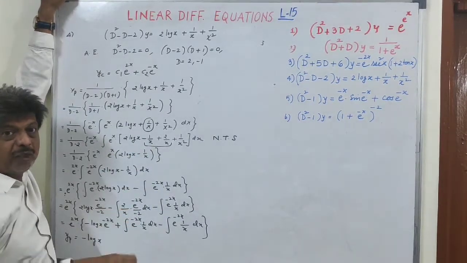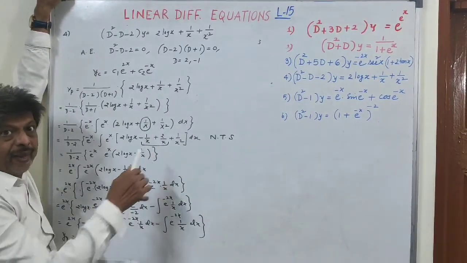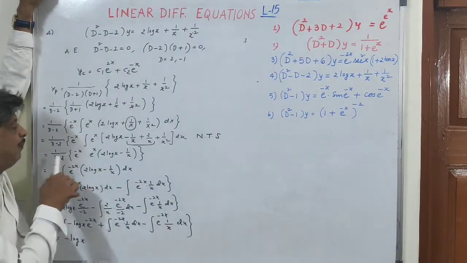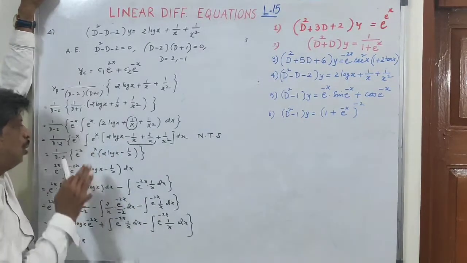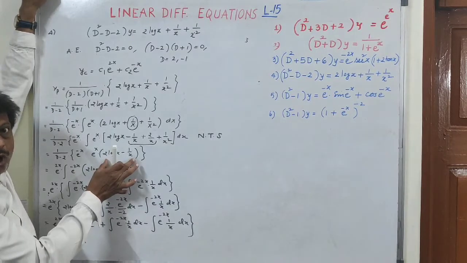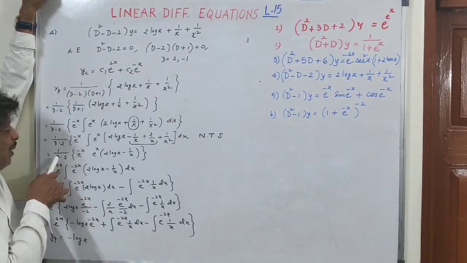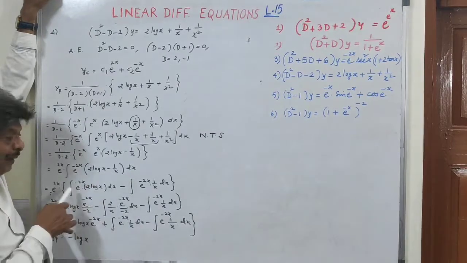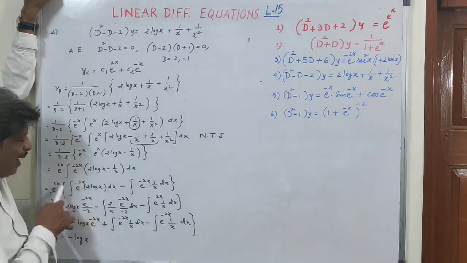And what is the derivative of 2 log x minus 1 by x? Derivative of 2 log x is 2 by x, and derivative of minus 1 by x is plus 1 by x squared. So this is of the type e raised to power x into integral of f of x plus f prime of x. So the integral of this is e raised to power x into f of x, which is 2 log x minus 1 by x. Again, the second time I am introducing D minus 2: e raised to power 2x into integral of e raised to power minus 2x into this 2 log x minus 1 by x.